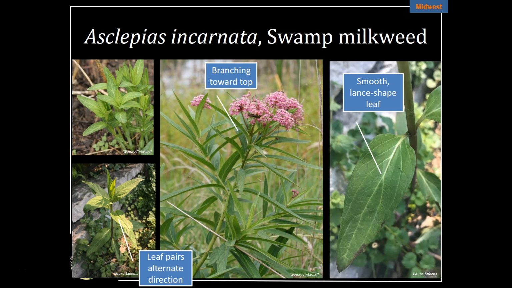Here are some more images of swamp milkweed. Notice the young growth on the left. The leaves still have the lance-like shape that tapers to a point at the end. Leaves are also in opposite pairs, with each pair alternating direction up the stem. Always touch and feel the milkweeds to determine if they are smooth or fuzzy, and become familiar with how each species feels.